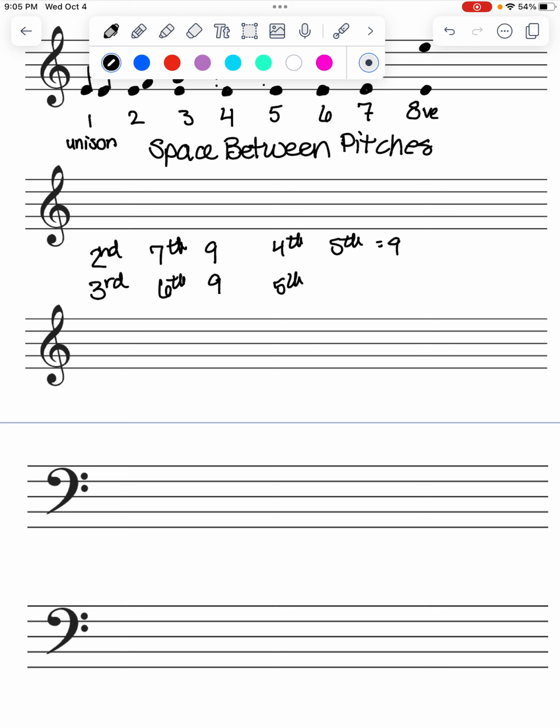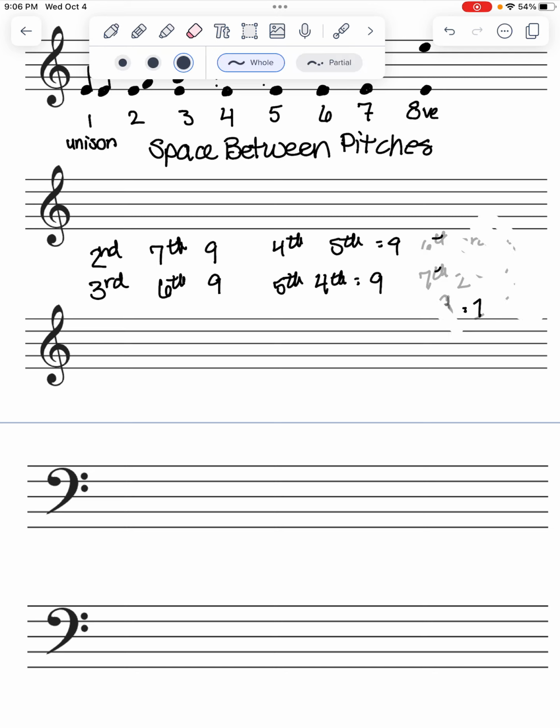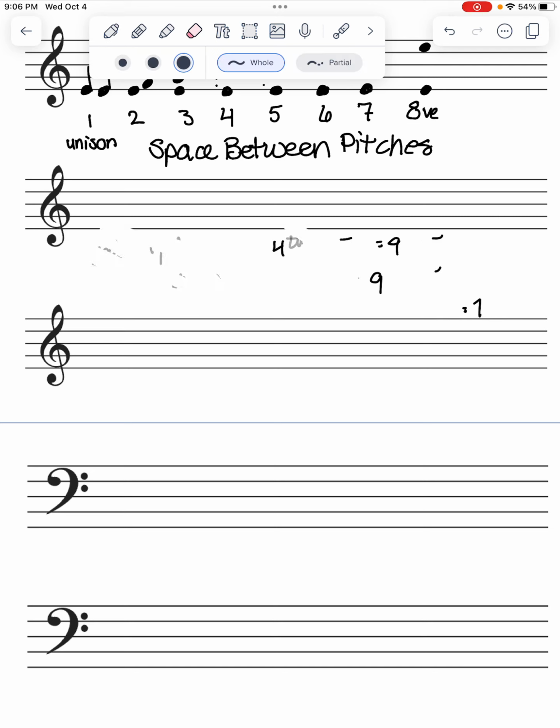When we invert a fifth, we're going to get a fourth. When we invert a sixth, we're going to get a third. When we invert a seventh, we're going to get a second. And again, when we invert an octave, we are going to get a unison. So essentially, we're looking to add up to 9. That's the rule of 9 when it comes to that.